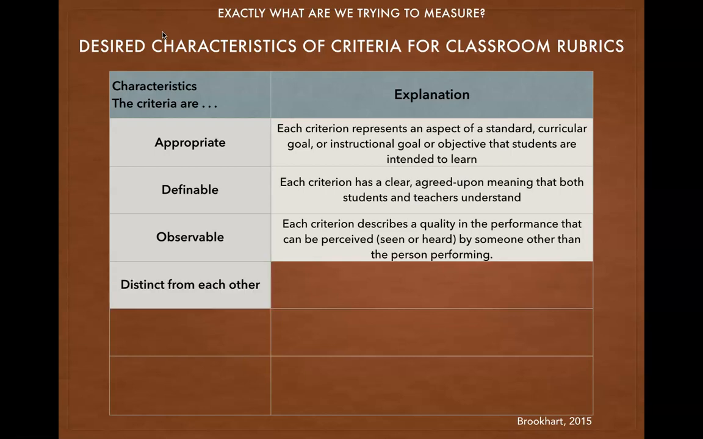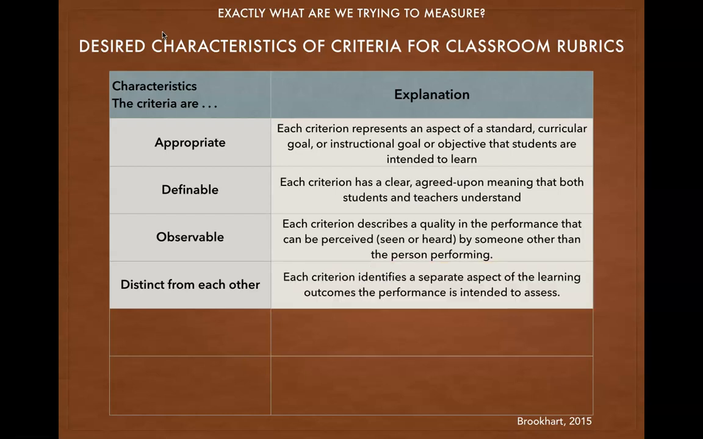They need to be distinct from each other. Really what we're looking for there is that there's no overlap. There's no reason for overlap, or else the potential is there to double whammy your students. If they didn't do a particular thing, then they lose points in multiple places in your rubric, and honestly, that's just not fair. So we want the criteria to be distinct from each other. Each criterion identifies a separate aspect of the learning outcome that the performance is intended to assess. They're separate from each other. There's no overlap in things.